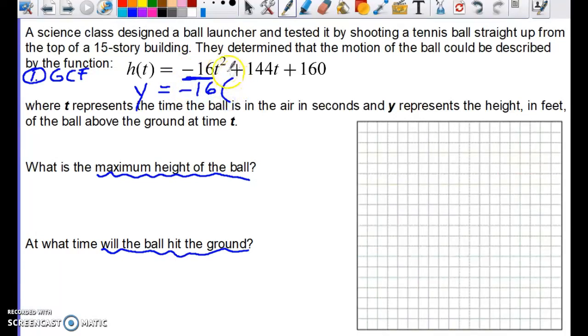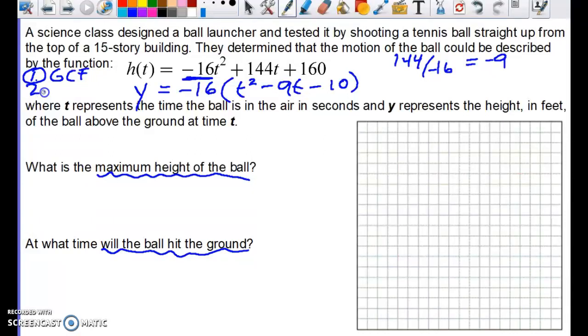Because then my first term, negative 16t squared divided by negative 16, would be positive t squared. We just saw in our calculator that 144 divided by 16 was 9. If I use negative 16, it would be negative 9t. Again, what I just did there was 144 divided by the greatest common factor, negative 16, equals negative 9. 160 divided by 16 is 10, and since it's a negative 16, it will be negative 10. So I found the greatest common factor.